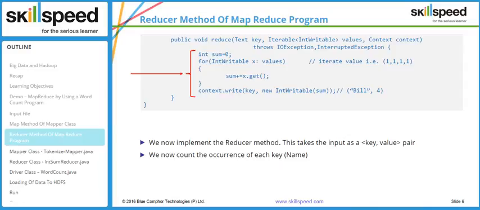Finally, we'll use the context.write method to write the output. The first argument of context.write is a key, and as you can see, the key here is Bill. And the second argument is sum, whose value for Bill will be the digit 4.